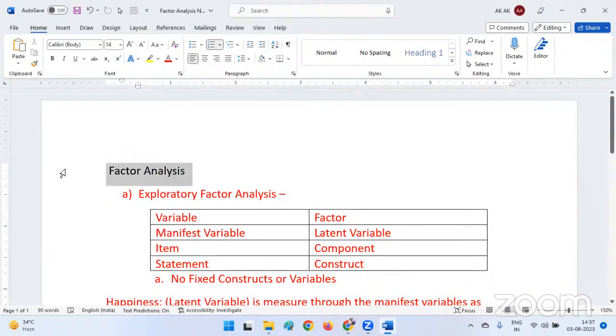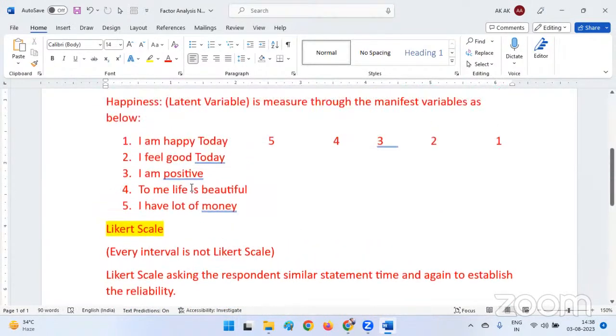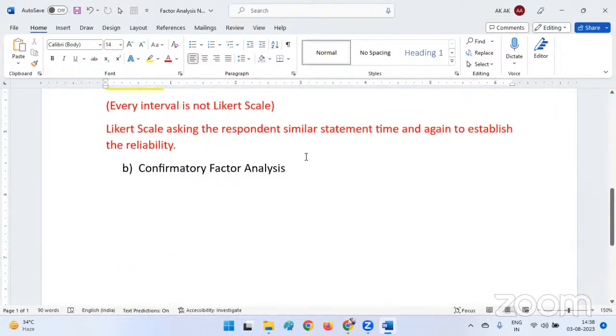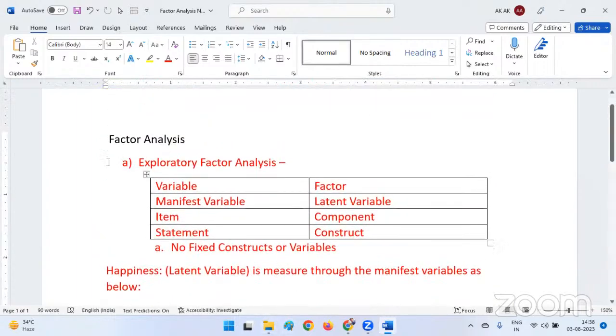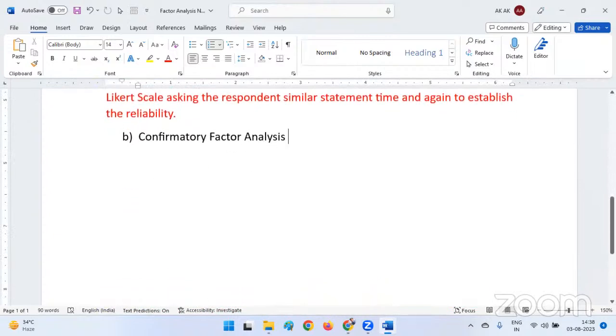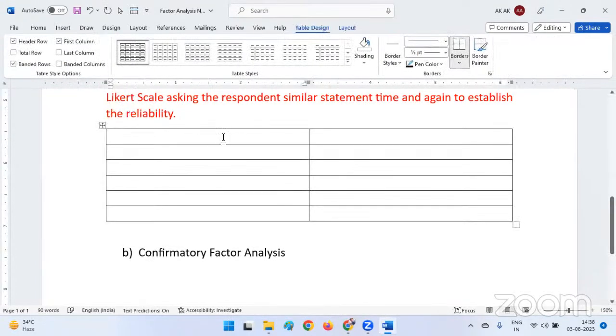Factor analysis actually helps us establish the reliability of a measurement scale. Measurement scale means a group of statements. Suppose I have worked upon, there is a classical example given in my videos. I have developed that example. Anyways, let us make one more table and write here exploratory factor analysis and confirmatory factor analysis.